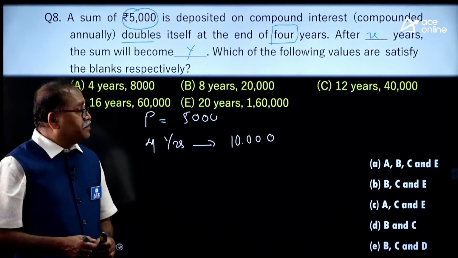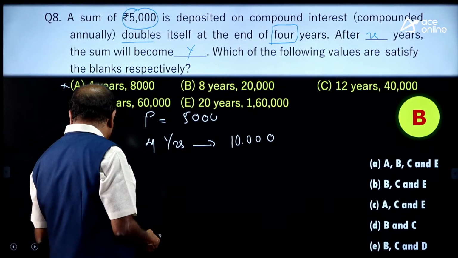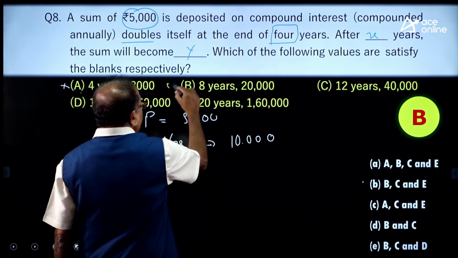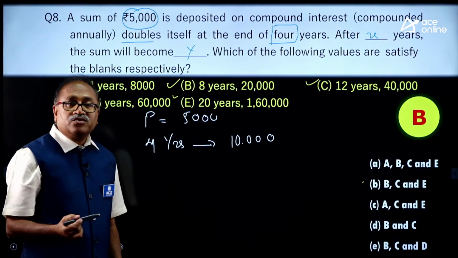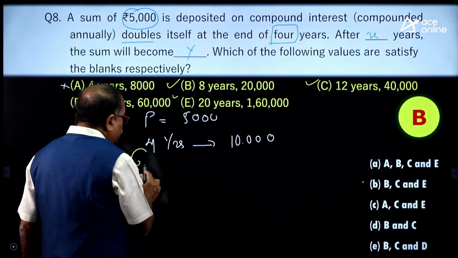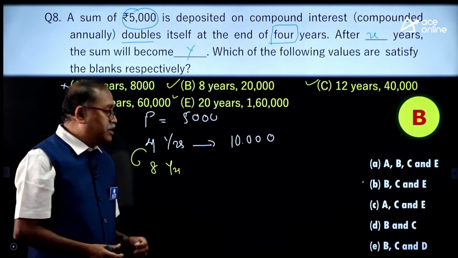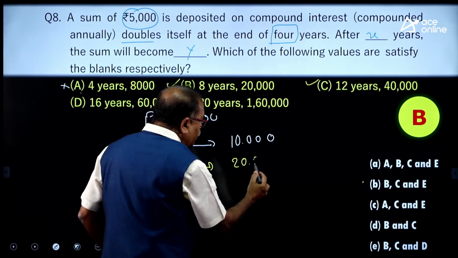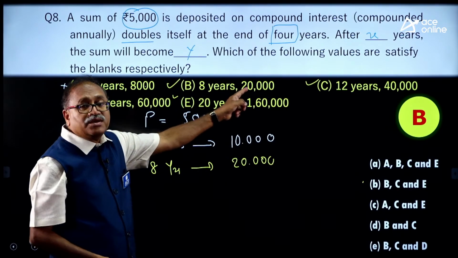Okay friends, time up. So, let me check that. Option B means the B, C and E satisfies. How do I check B? That is in another 8 years, in every 4 years when it gets double, then another 8 years it will again get double and it will be 20,000. So, is it mentioned 8 years 20,000?